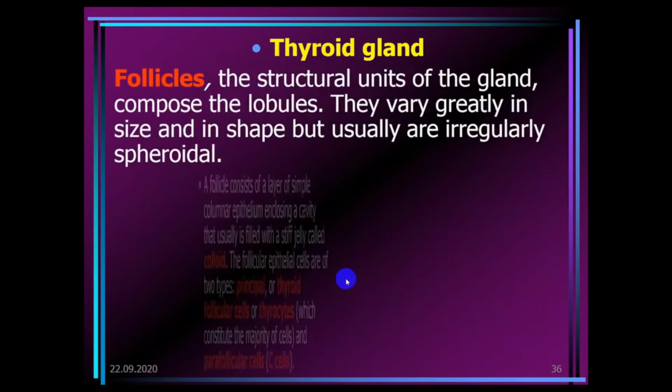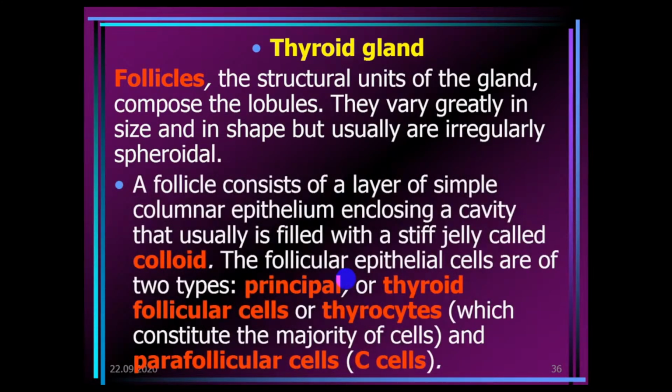The smallest morphofunctional unit of the thyroid gland is the follicle. Follicles are spheric or oval-shaped, sometimes irregular spheroidal structures. Its wall consists of one layer of simple epithelium which rests on the basal lamina. This epithelium encloses a cavity that is filled by a stiff gel called colloid. You can see colloid.